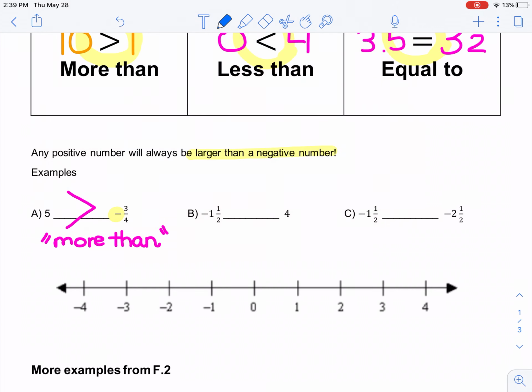I have negative 1.5 blank 4. So, again, I know any positive number is always going to be larger than a negative number, but now my symbol is going to go this way because the mouth is eating the bigger number. 4 is positive, negative 1.5 is negative, and I do have this number line below us. Think of drawing or sketching a number line when you're doing these problems if you get stuck or you're confused.